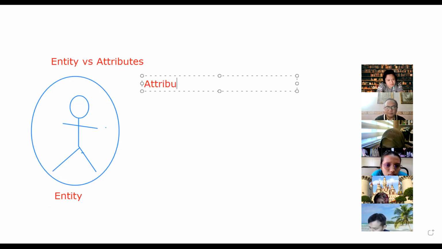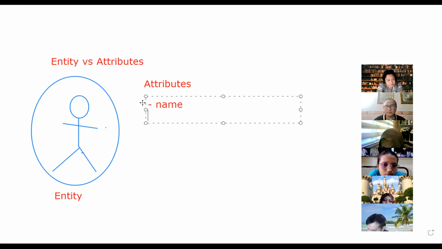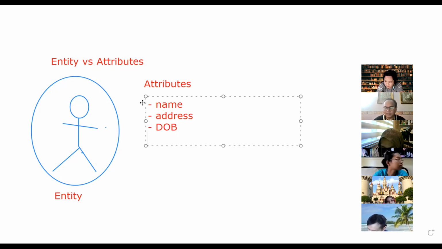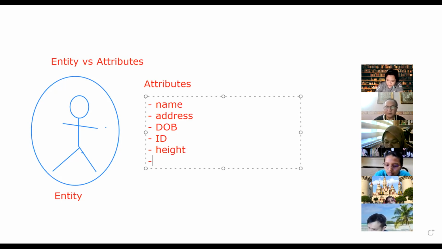For example, if this is a person, the attributes can be their name, the address, the date of birth, the ID, the height, the weight, or anything. That is entity.